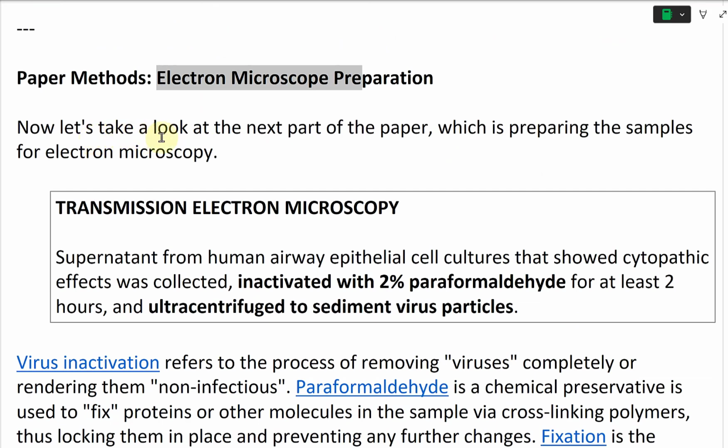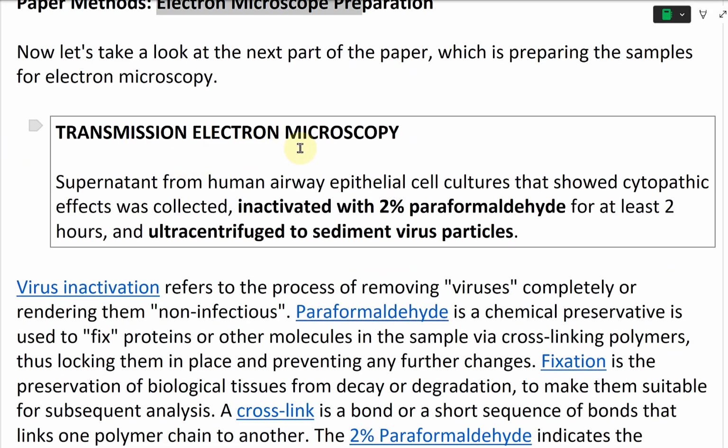So anyways, now let's take a look at the next part of the paper, which is preparing the samples for electron microscopy. So transmission electron microscopy. A supernatant from human airway epithelial cell cultures that showed cytopathic effects was collected, and then also inactivated with 2% paraformaldehyde for at least 2 hours, and ultracentrifuged to sediment virus particles.